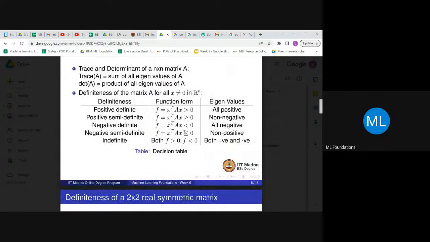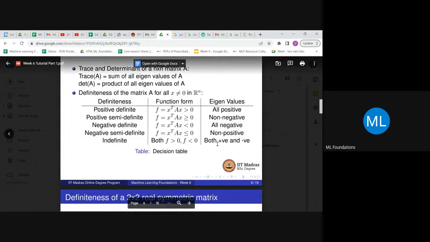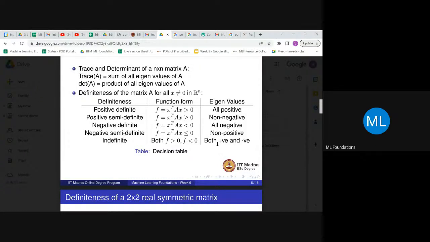Okay, sir, one thing somebody was asking: if you are getting one positive and one negative, then that is an indefinite matrix. Here it has been written, the fifth row, indefinite matrices, where for this matrix you can't say anything. At some points the eigenvalues are 0 or greater than 0, and for some it's less than 0, so you can't say much about the definiteness. So these are indefinite matrices.